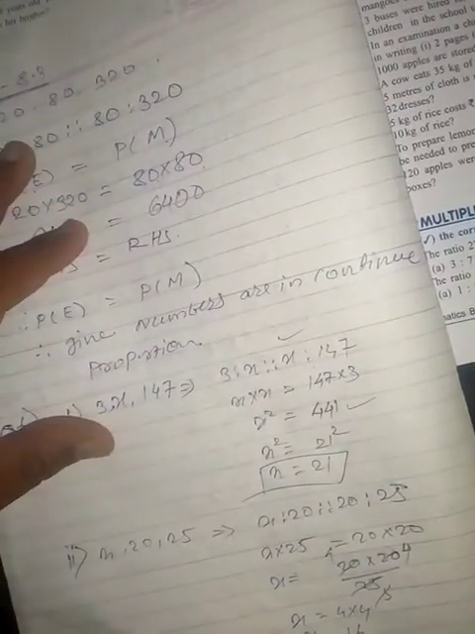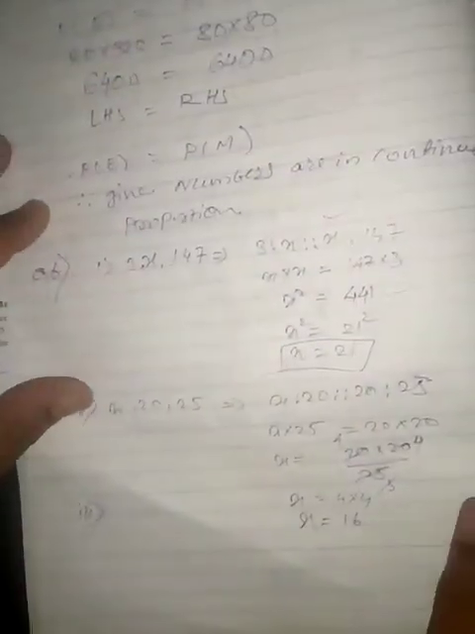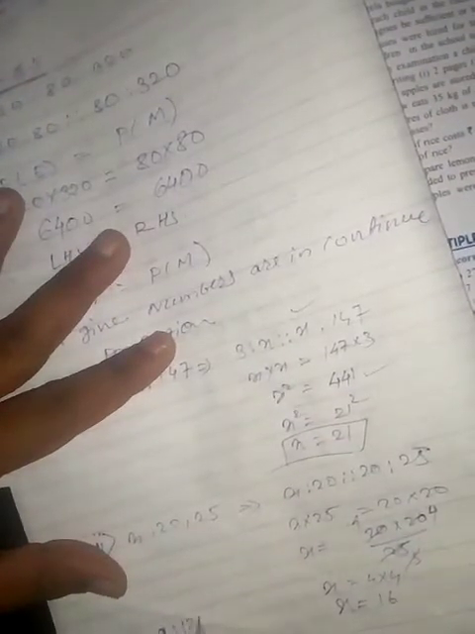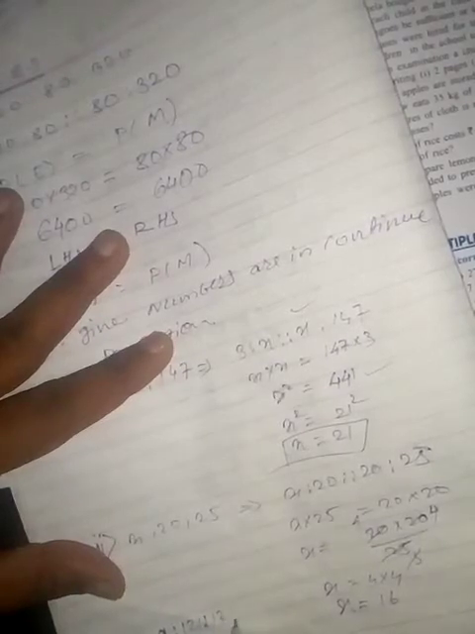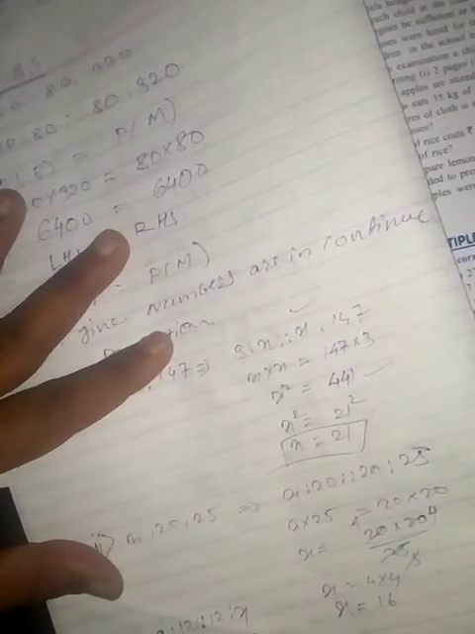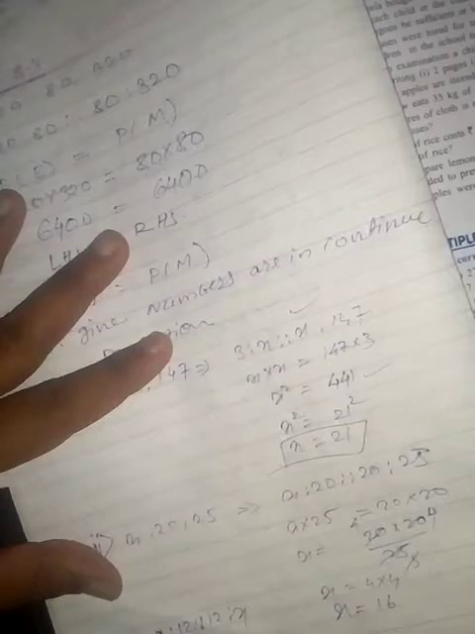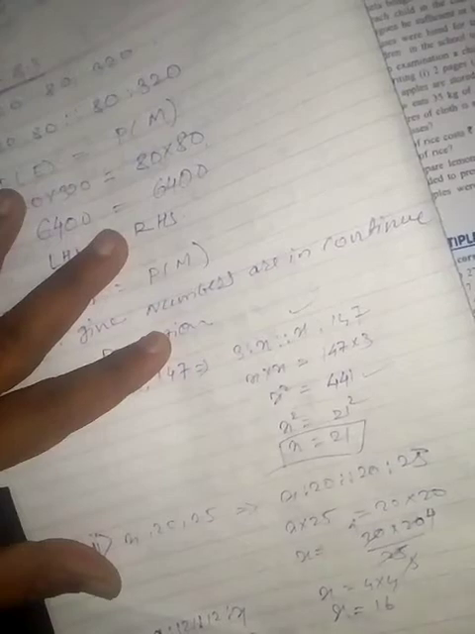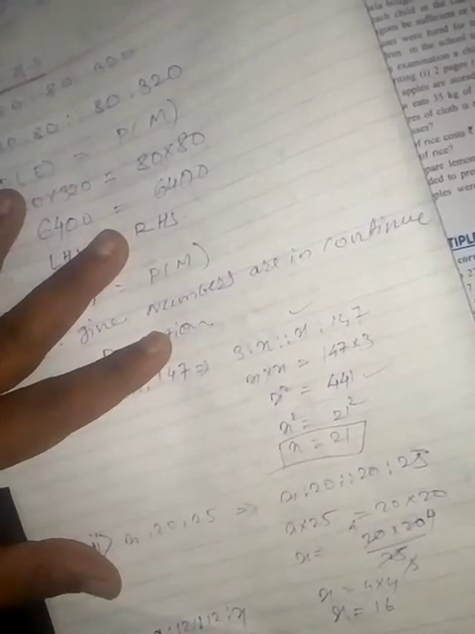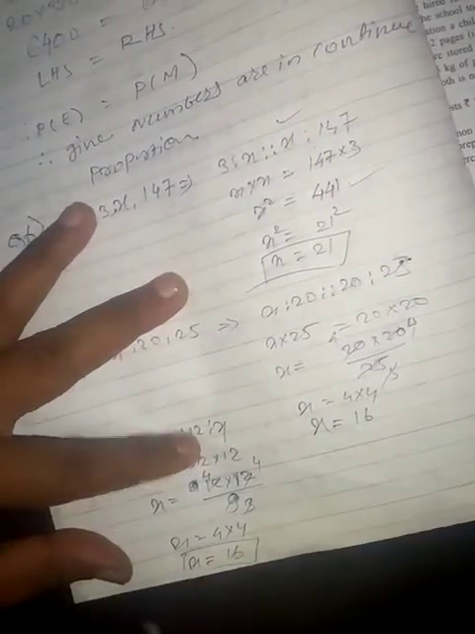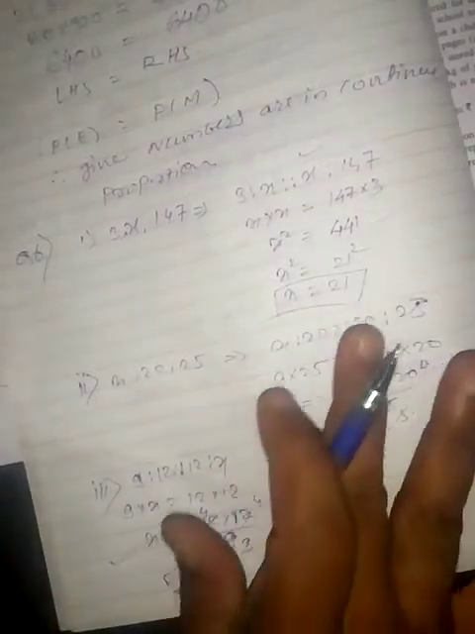Okay, and third question is what? 9, 12 and x. 9 is to 12 in proportion with 12 is to x. Therefore 9 multiply x is equal to 12 multiply 12. Therefore x is equal to 12 multiply 12 upon 9. 3 3s are 9, 3 4s are 12. Therefore x is equal to 4 multiply 4. Therefore x is equal to 16. So in this way we will solve question number 6. These are easy questions. Try to solve the remaining questions. I will share the answer key also.